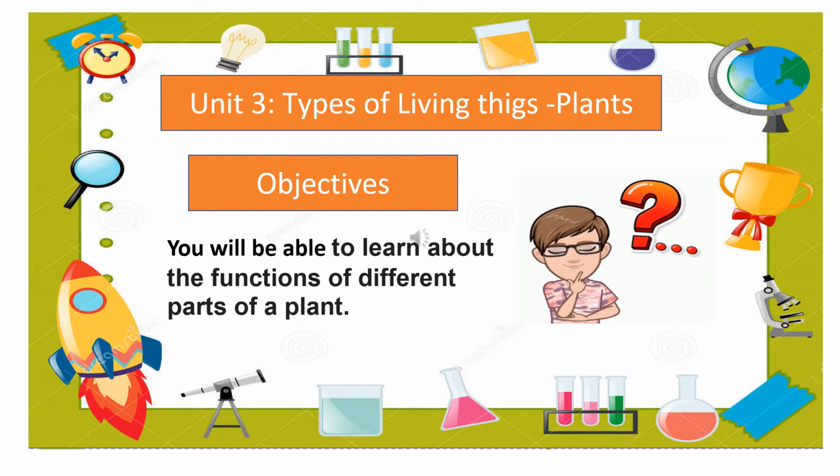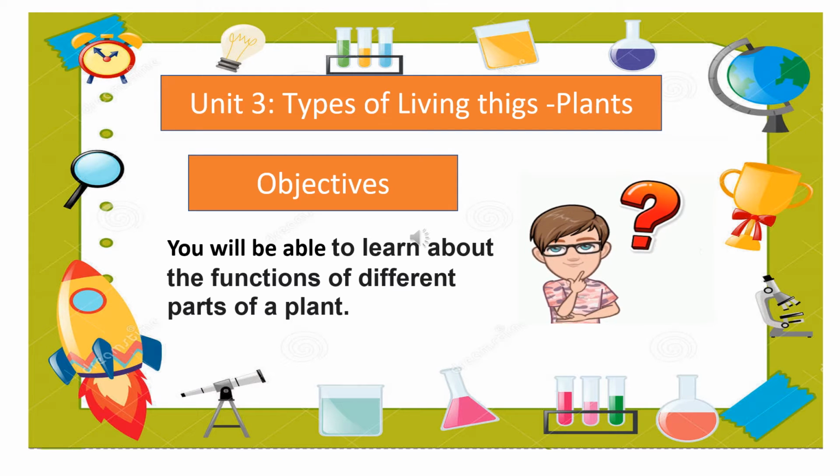And today we are doing unit number 3, types of living things, plants. My dear students, today our topic is true and false and fill in the blanks. But I would like to recall the previous lesson first. In the previous lesson, we learned what a plant needs to grow. A plant needs air, water, good soil and sunlight to grow. And we learnt what a plant needs to make food. As you all know, a plant needs air, water and chlorophyll to make food.